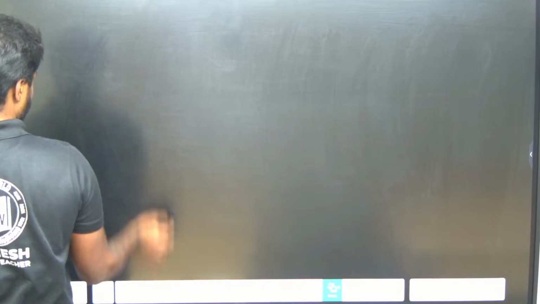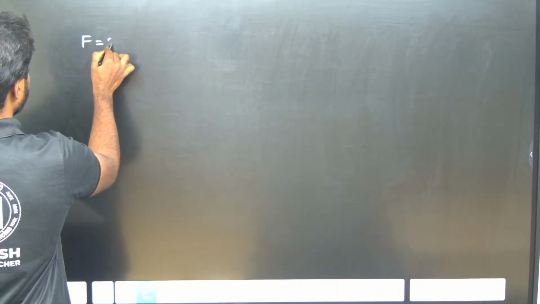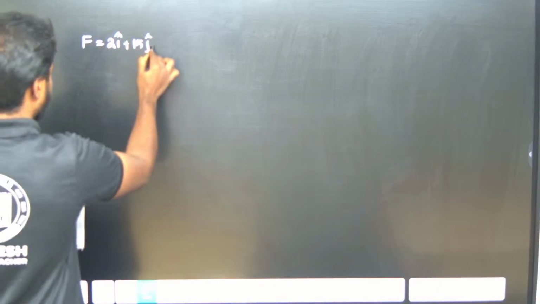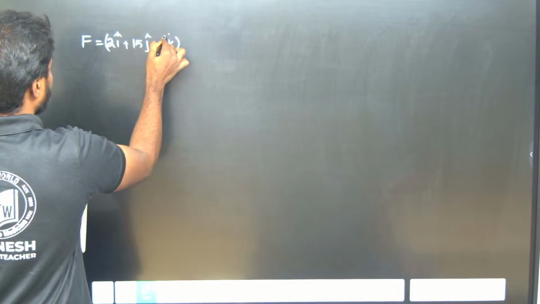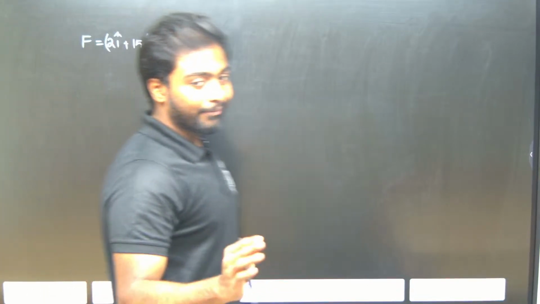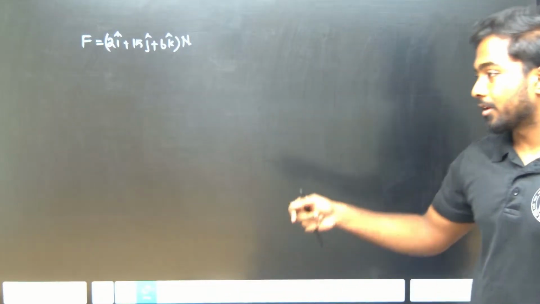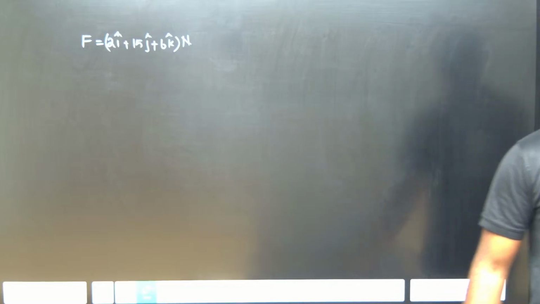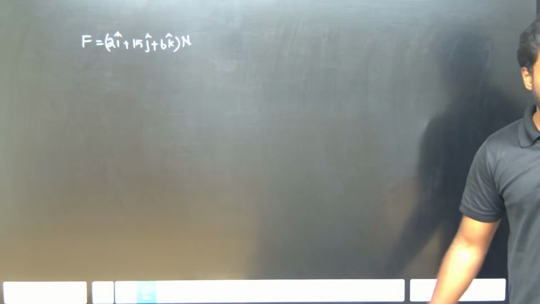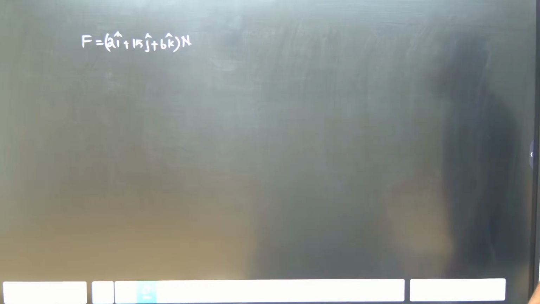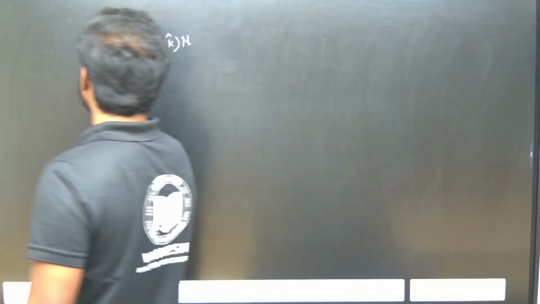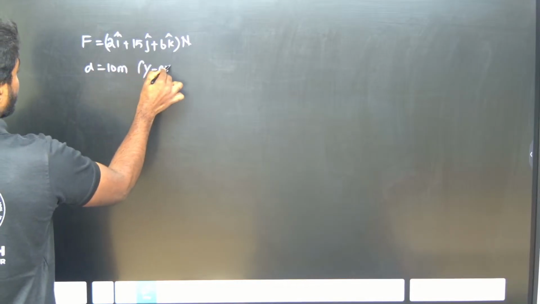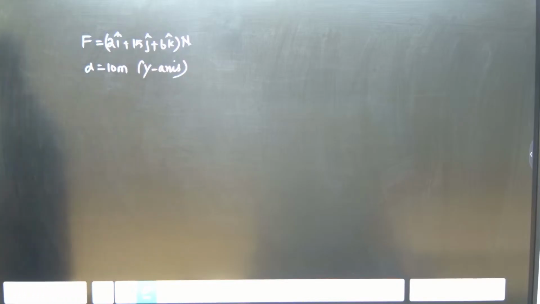So F is equal to 2i cap plus 15j cap and then plus 6k cap Newton. It has been restricted to go in only one direction, that is y axis. What is the work done by the force in moving the body a distance of 10 meter along y axis? Moving the body 10 meter, so displacement is 10 meter in y axis. So what is the work done they are asking?